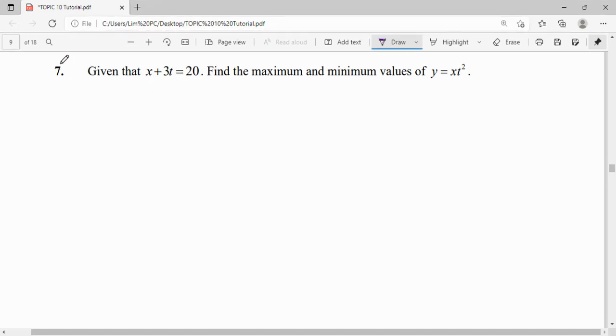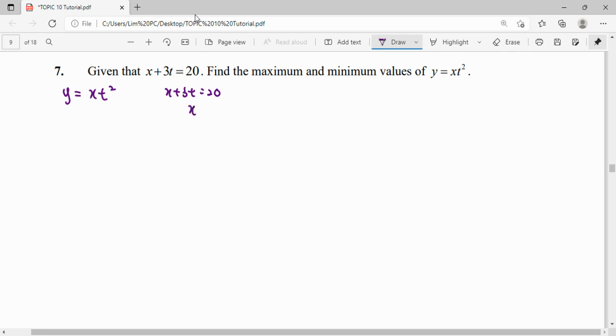So for question 7, given that x plus 3t equals 20, find the maximum and minimum value for the equation y equals x t squared. So we are given our equation here, y is in terms of x and t. And another equation they give us is x plus 3t equals 20.